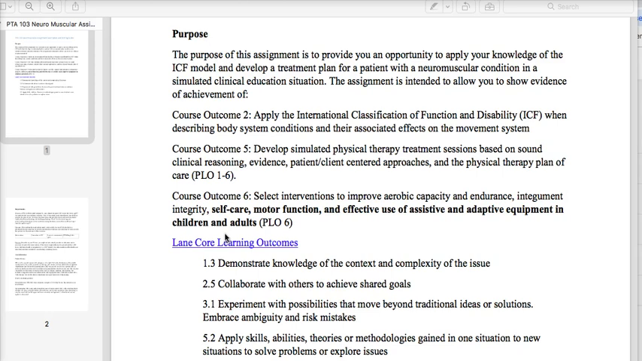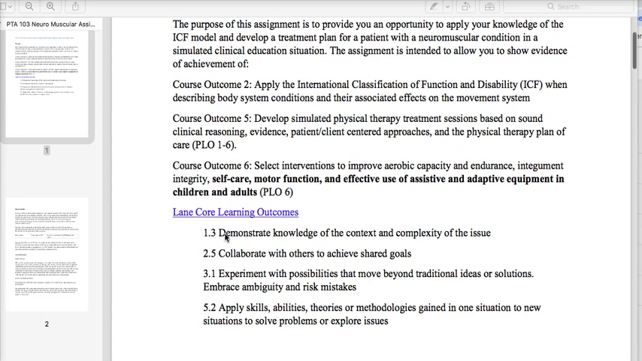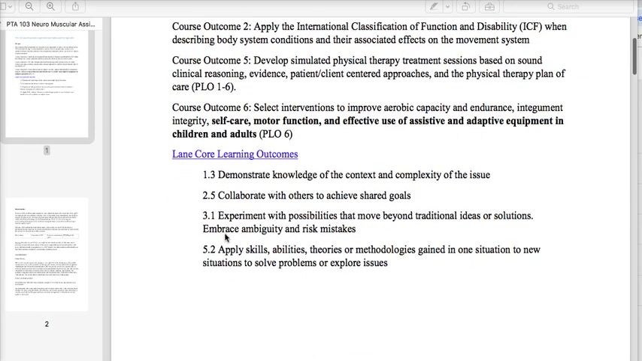And then to develop simulated PT sessions based on sound clinical reasoning, evidence provided in the case, and patient-client-centered approaches, specifically based on the PT plan of care, and then to select appropriate interventions to improve aerobic capacity, integument, motor function, which would mean movement, and possibly use of assistive devices, in this case in an adult.